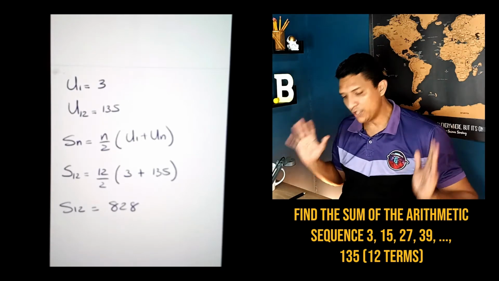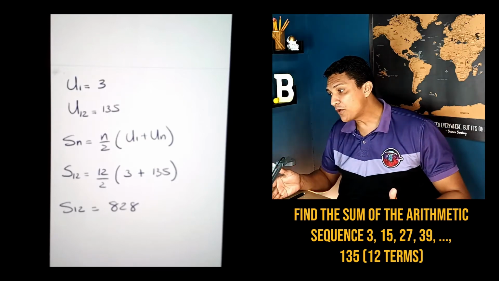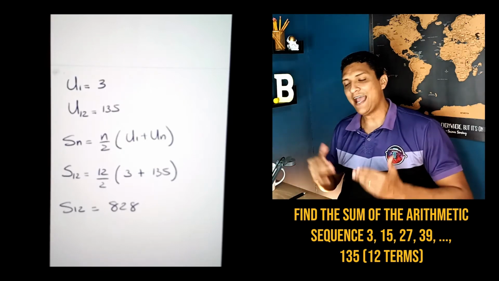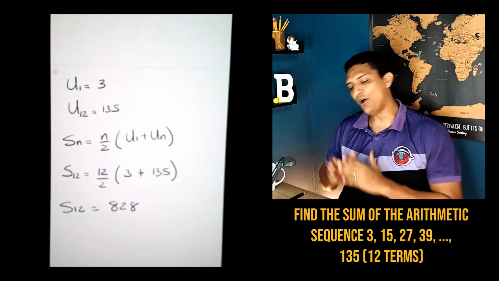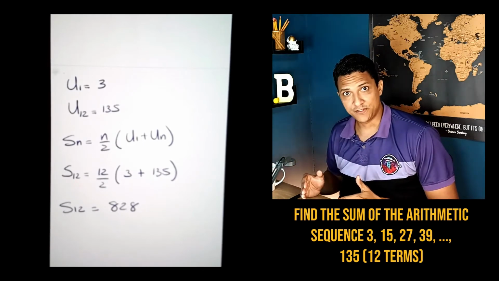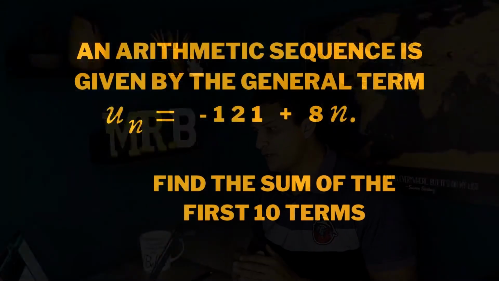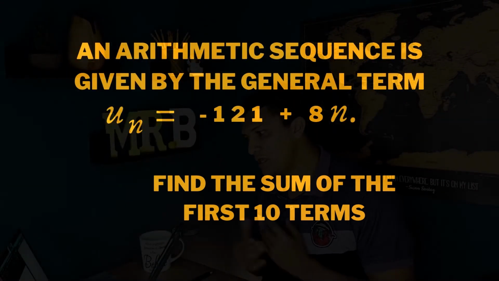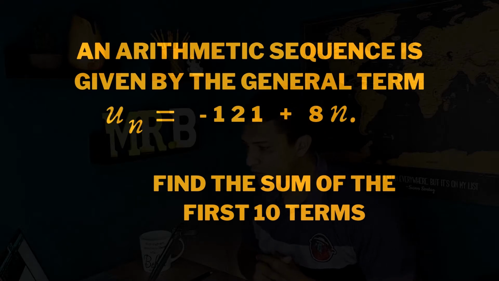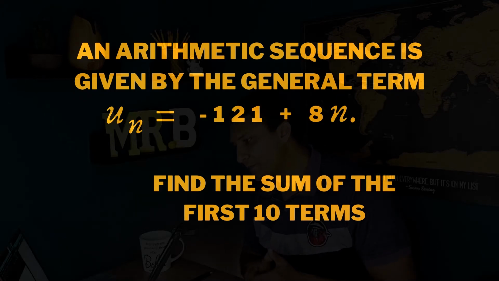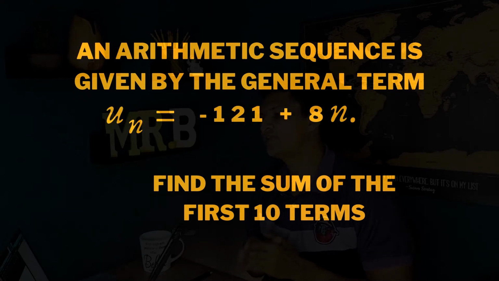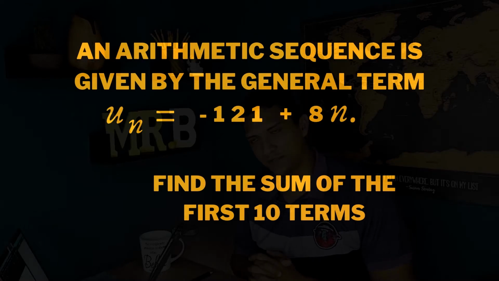Okay, so notice that the idea of this problem is to understand how to use the formula of the arithmetic series. Okay, now let's go to the second problem. So in the second problem, I'm going to read it. It says, an arithmetic sequence is given by the general term un equals negative 121 plus 18n. Okay, and it says find the sum of the first 10 terms.